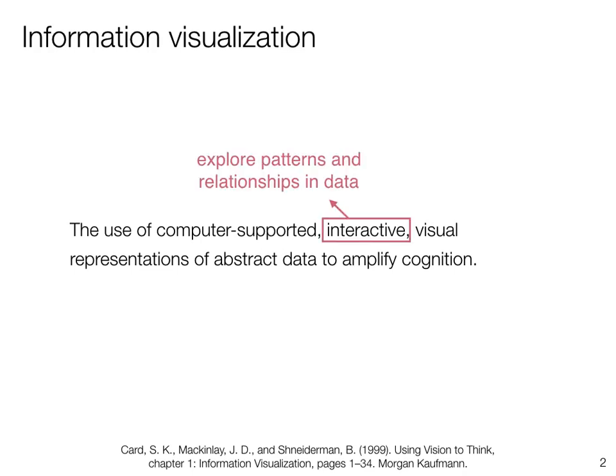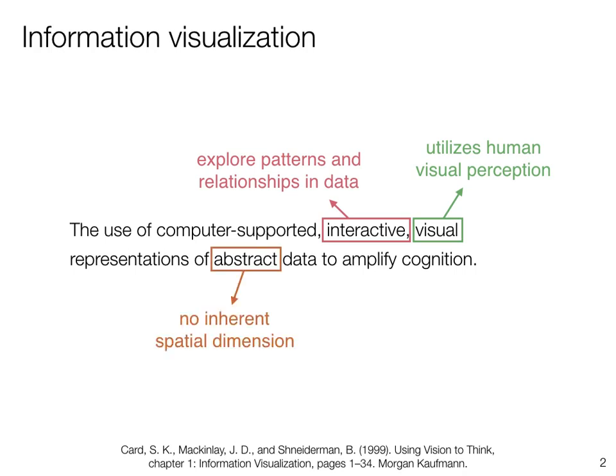Then the first adjective here is interactive. So the idea is that these representations allow viewers, users, readers to explore patterns and relationships in a data set. And they're able to do this through interactive capabilities. Then we are particularly relying on the visual perception, the human eye, so that we can see patterns and certain visual structures, and we're going to actually learn a bit about that as well.